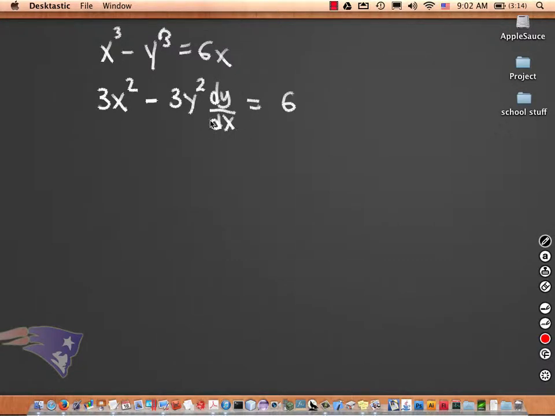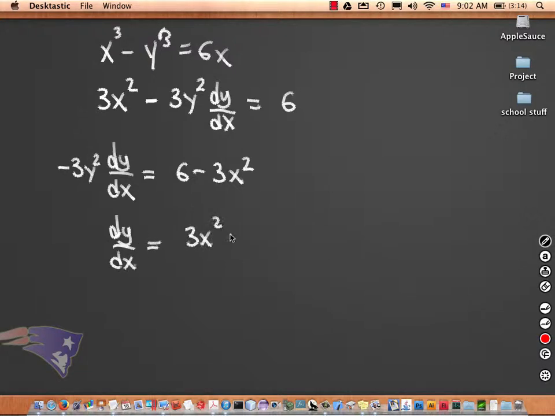Now we solve for dy dx. So dy dx, negative 3y squared times that, equals 6 minus 3x squared. Divide by negative 3y squared, and I have dy dx equals 3x squared minus 6 all over 3y squared. Wait, isn't it 6 minus 3x squared, since I divided by a negative 3y squared? Yes, and so that lets me switch the signs.